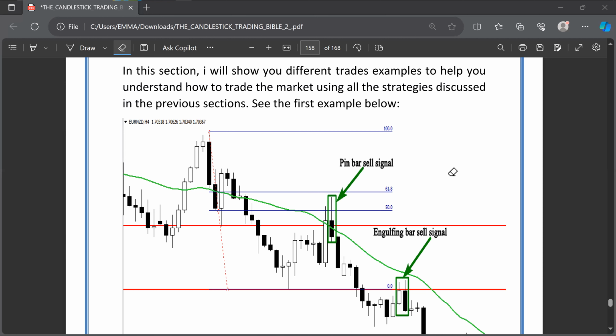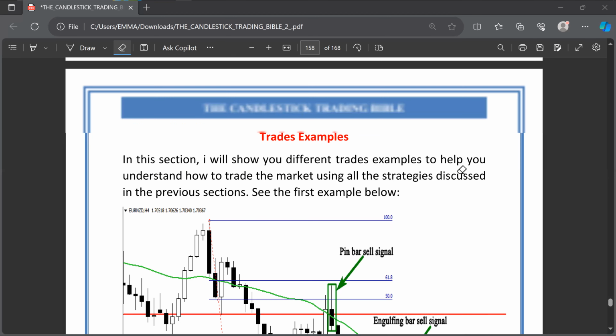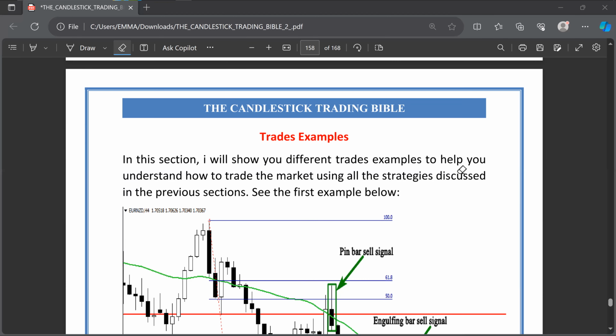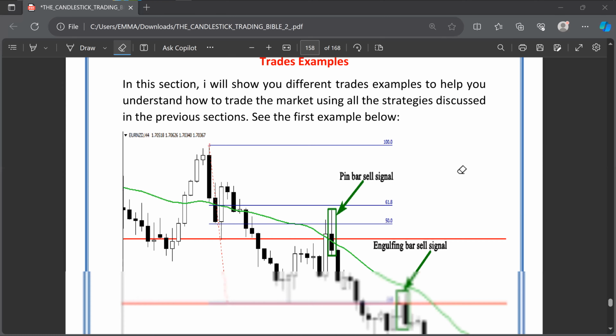So these examples that we are going to look at: in this section, I will show you different trade examples to help you understand how to trade the market using all the strategies discussed in the previous sections. So let's look at the first example.